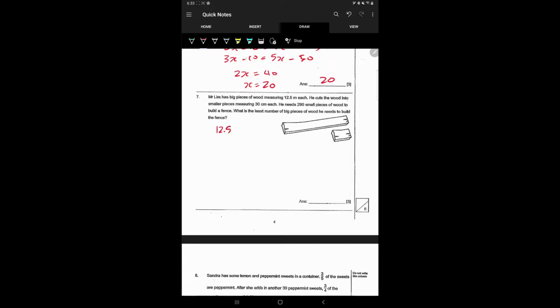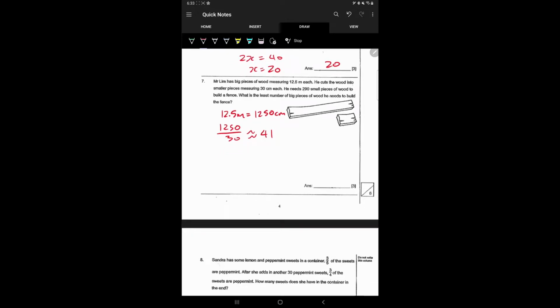So we know 12.5 meters is equivalent to 250 cm. Then it is said that he needs the smaller pieces to be 30 cm each. So each big piece is about 41 smaller pieces. Then he says he needs 290 small pieces to build the fence. So you get 290 divided by 41.